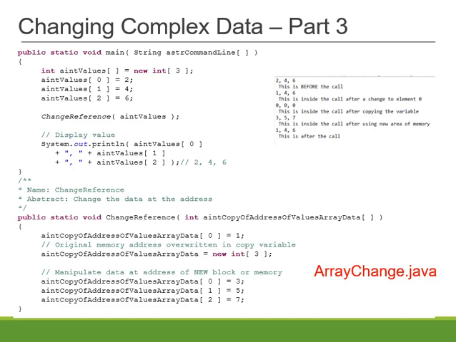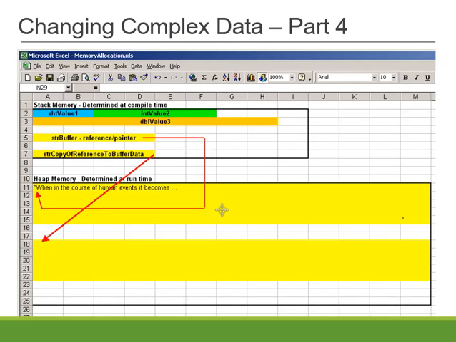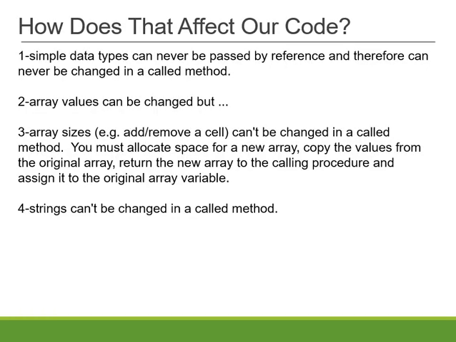Let's look at this example that copies the variable. Refer to the array change code and try to execute this program on your own. Here is a visual of what happened for memory allocation in the previous slide. We need to understand how this works in order to properly solve problems in Java.